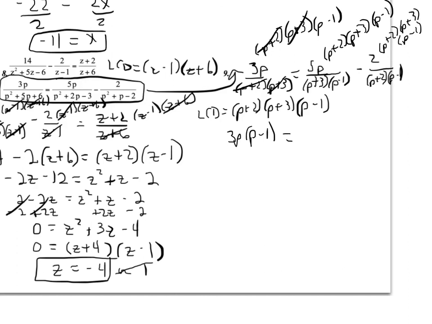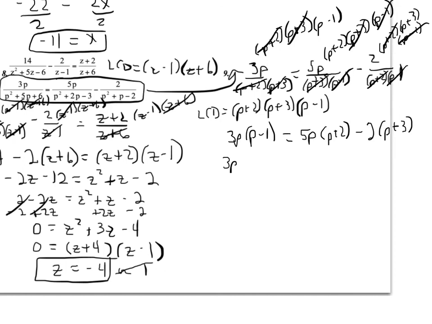equals, in my second set of fractions, the p plus 3's cancel, the p minus 1's cancel, and that will leave me with the 5p I already had times p plus 2. And in my last fractions, the p plus 2's cancel, the p minus 1's cancel, and that will leave me with minus 2 times p plus 3. All right, looks like a mess, but at least now we have no fractions. We just need to distribute and clean this up.